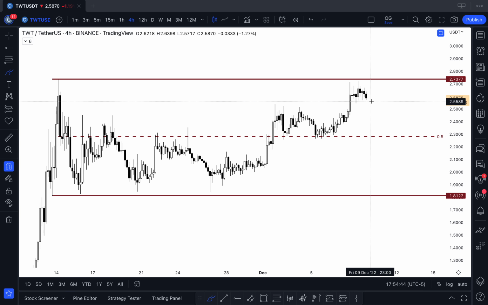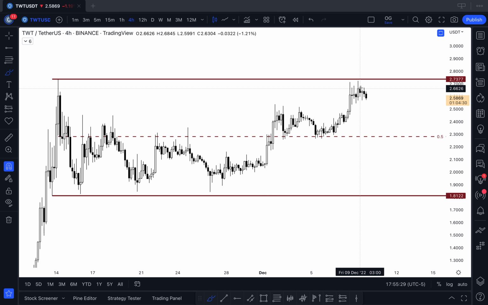So as price is consolidating right here, if you guys are aware of funding rates, they're basically an indication of how the market is positioned. A neutral funding rate means there's a healthy amount of both buyers and sellers, nice equilibrium. Negative funding means there's more sellers. Positive funding means there's more buyers, or at least positioned that way on the futures, right? In futures trading. So right now on Bybit, which is, as far as I know, the only crypto exchange offering futures trades for TWT, the funding is very negative, meaning a lot of people are building short positions right here. A lot of people are already kind of anticipating this range high to hold, and they're building short positions right here.